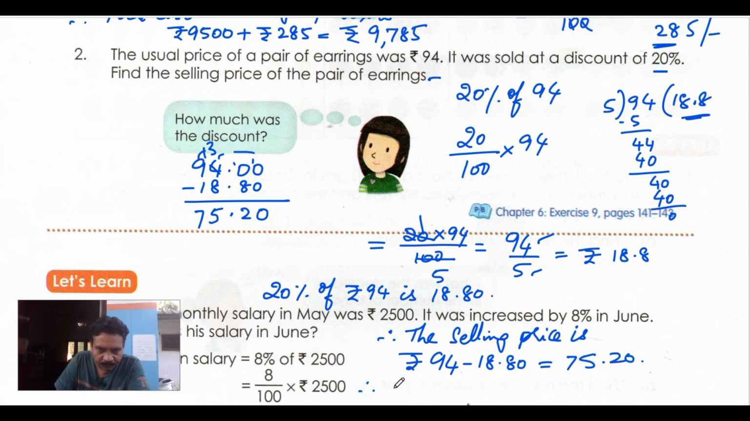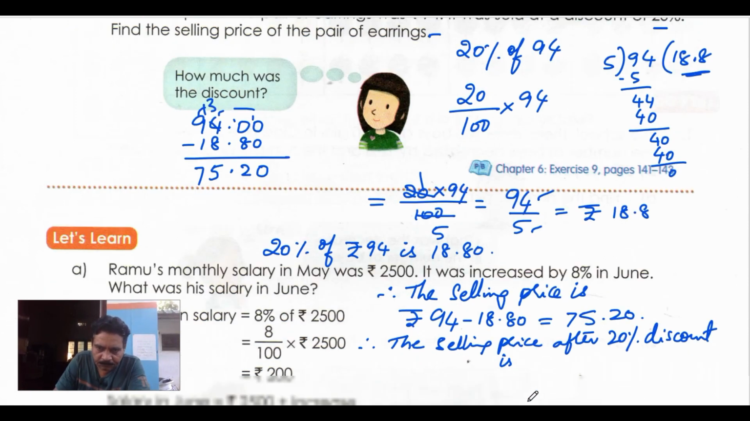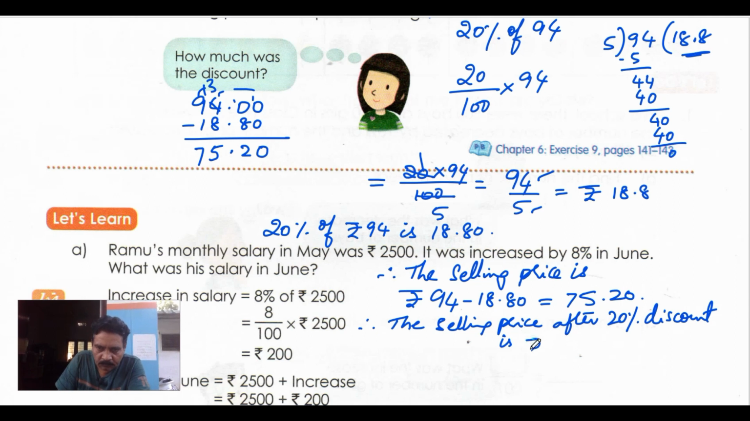Therefore, the selling price after 20% discount is rupees 75.20. This is the answer.